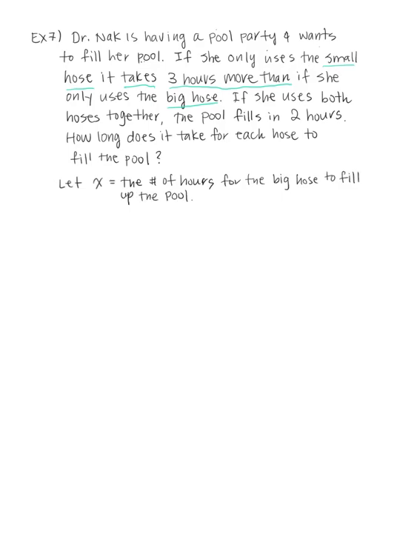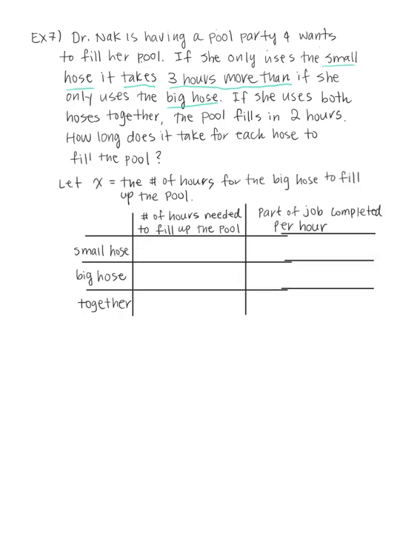Before I do anything else, let me make a little chart just so that we can keep our information organized. Here's my chart. It separates into small hose, big hose, and then all together. The first column is for the number of hours needed to fill up the pool, and the second column is for the part of the job completed per hour. Now let's start filling in the chart. So what do we know? We're letting x be the number of hours for the big hose to fill up the pool. So this portion is going to be x.